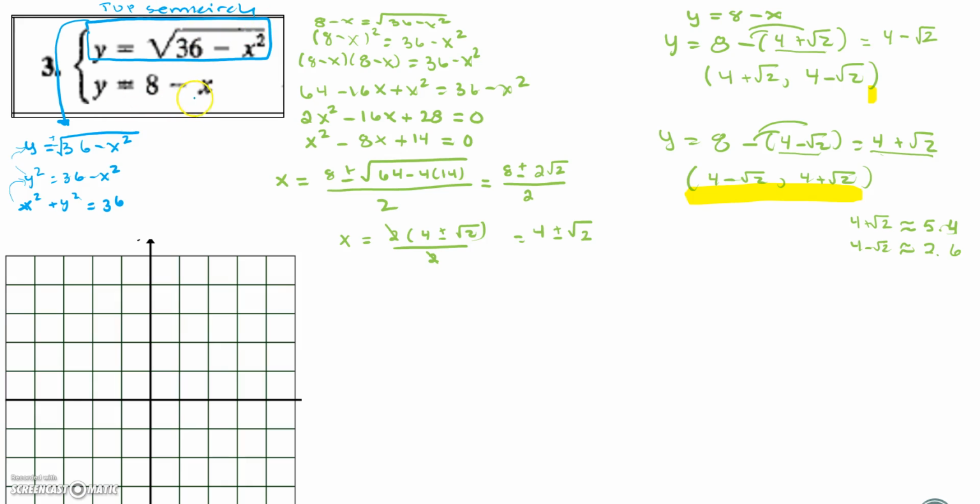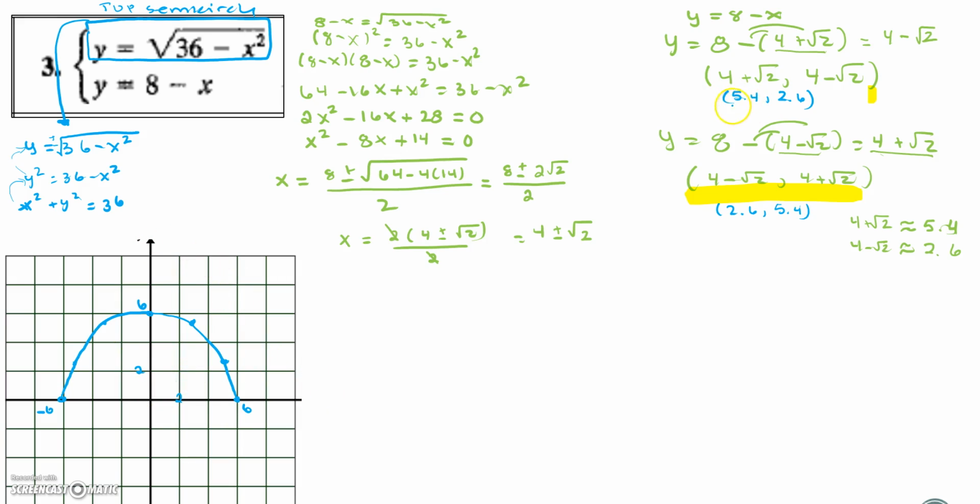And the second one is a line with slope -1 and y-intercept 8. So let's go ahead and graph those two. Keep in mind the 2 points where it's going to intersect, so we can plot those 2 points as well. So I found the decimal approximations. Okay, here is my semicircle. It has a radius 6, so I scaled it by 2s to fit onto my graph paper. If you went by 1s and it went a little bit off, that's okay too.